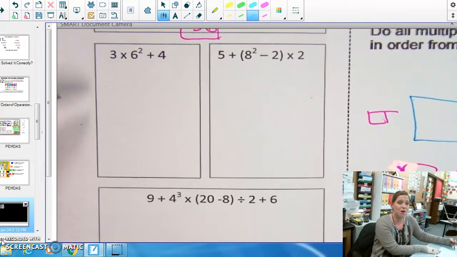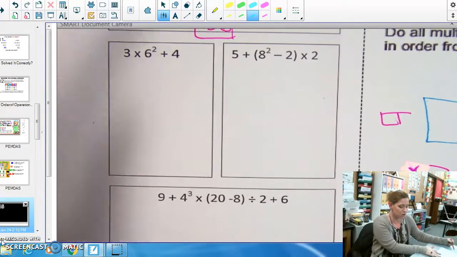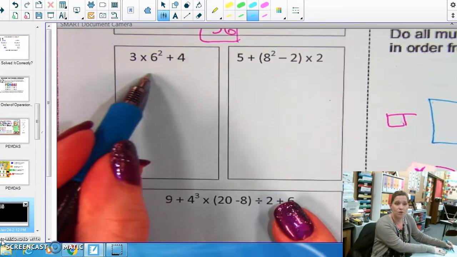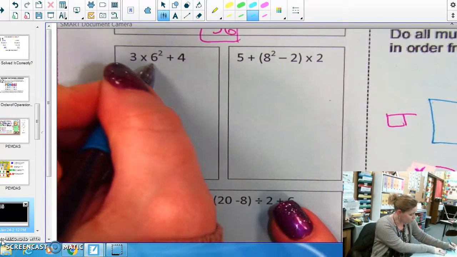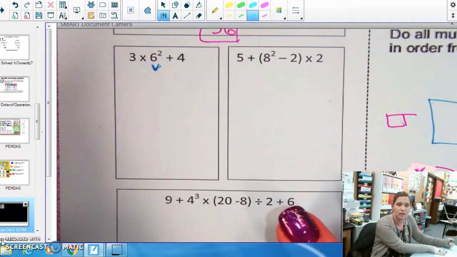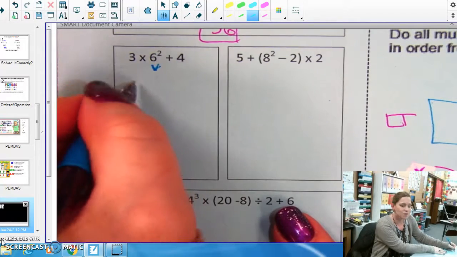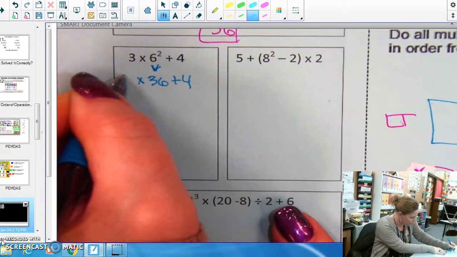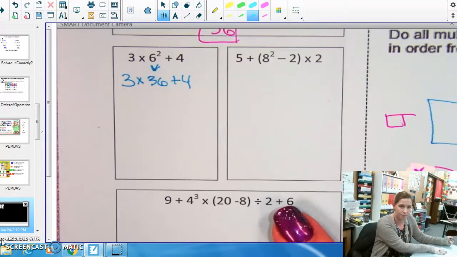So I do want to do a problem with you with exponents. So that's where we're going to do this one right here. So no parentheses, but we do have an exponent, 6 squared. So that's what I'm going to do first. 6 squared is 6 times 6. 6 times 6 is 36. Bring everything else in this problem down in the exact same order.